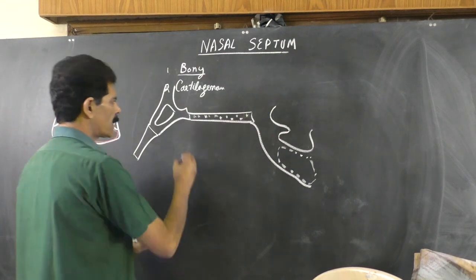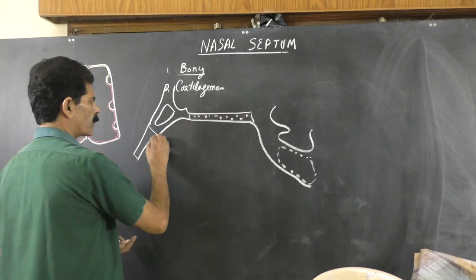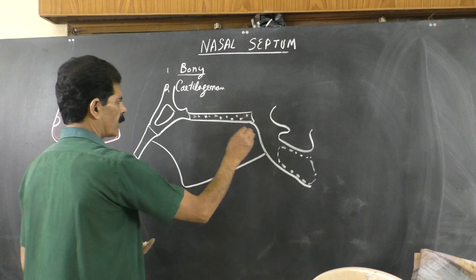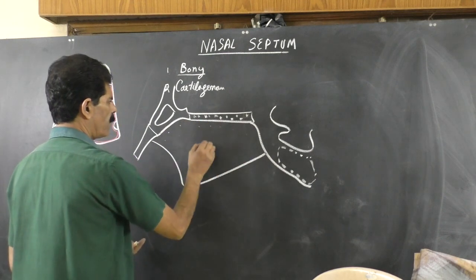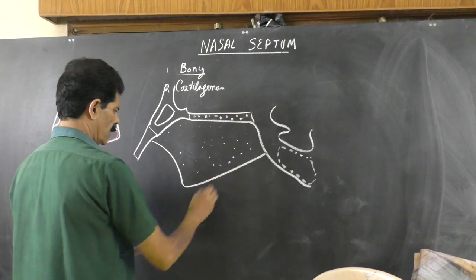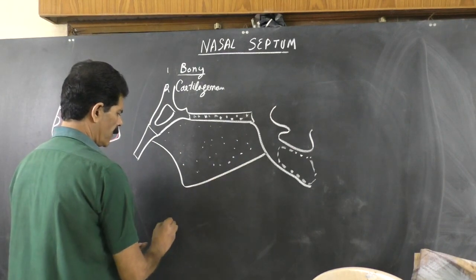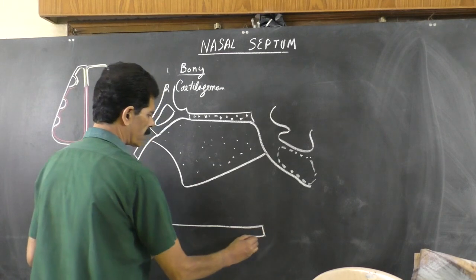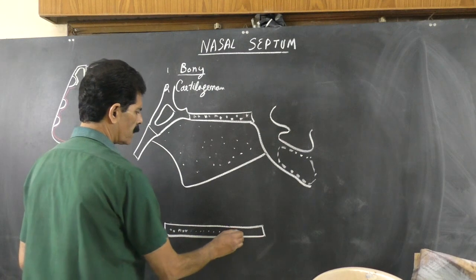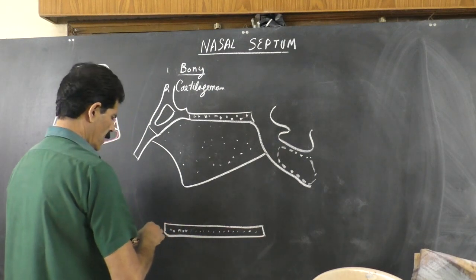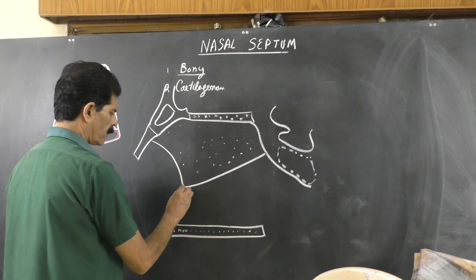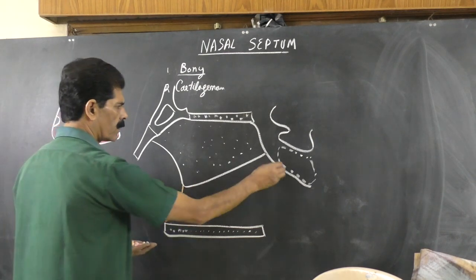So in the upper part, it is formed by the perpendicular plate of the sphenoid bone. So this is the perpendicular plate of the sphenoid forming the upper bony part of the nasal septum. In the lower part is the hard palate, forming the floor of the nasal cavity. This is the hard palate. And it is joined by the vomer, which is a complete bone.